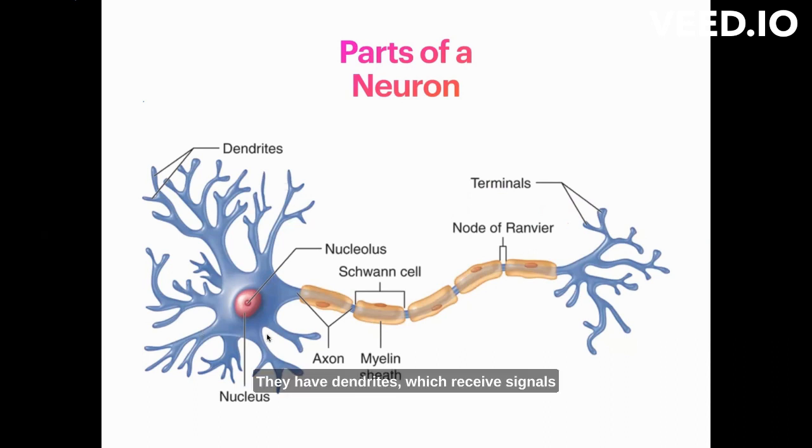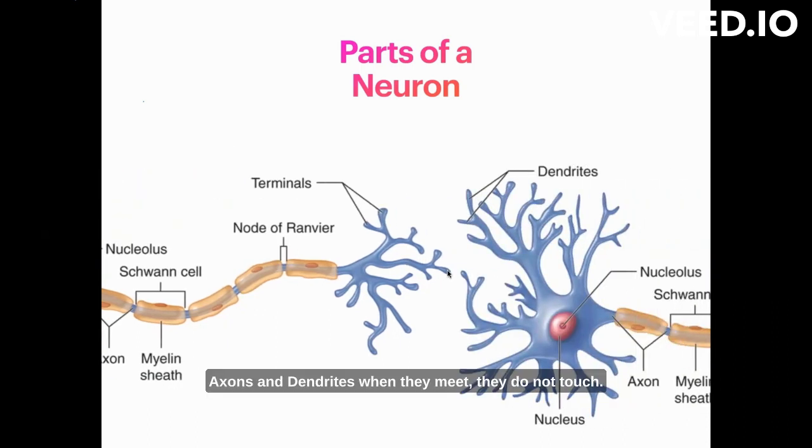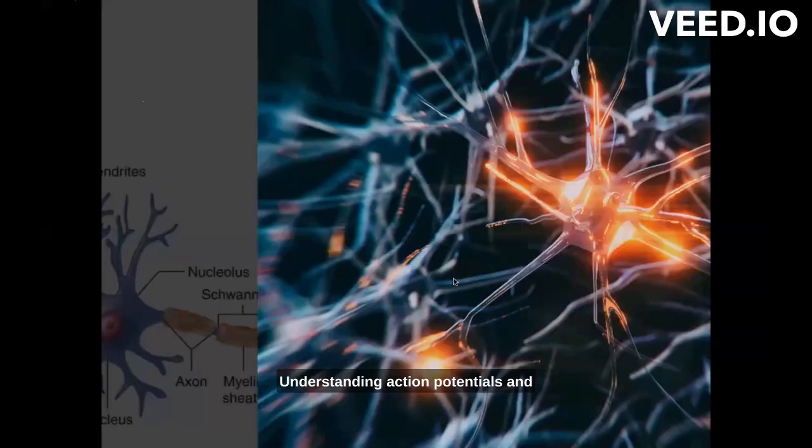They have dendrites, which receive signals from neighboring neurons, axons, which transmit signals over a distance. These may be covered in myelin sheaths, which speed up transmission signals along the axon. And they have axon terminals, which transmit signals to other neuron dendrites or to tissue. Axons and dendrites, when they meet, do not touch. There is a space between them, known as a synapse.